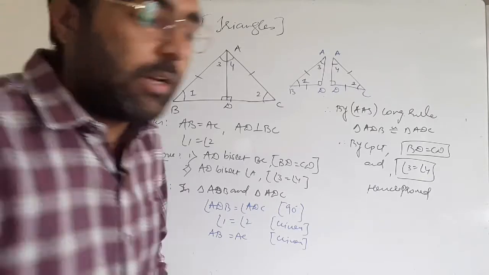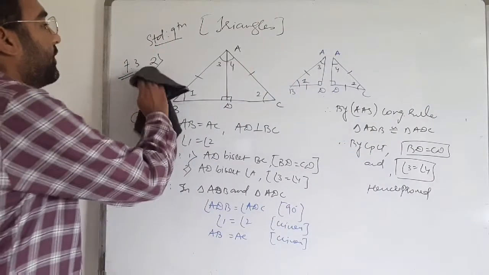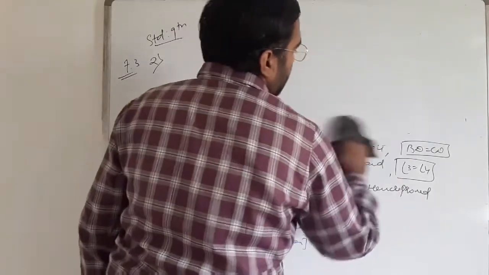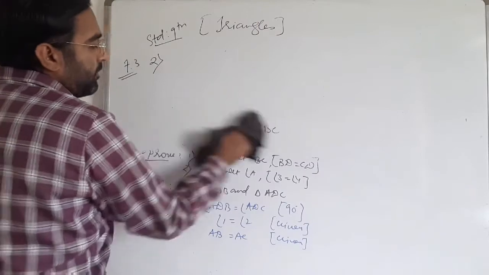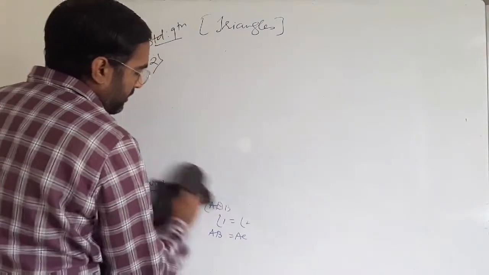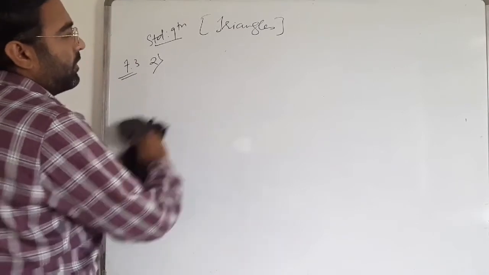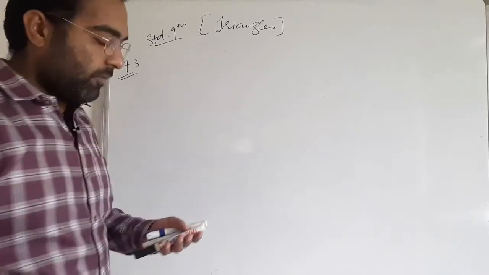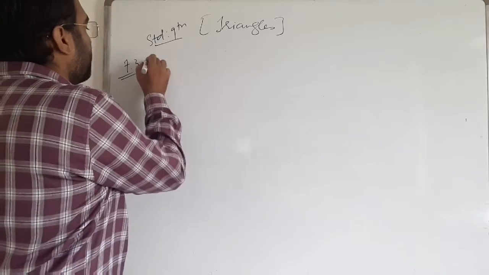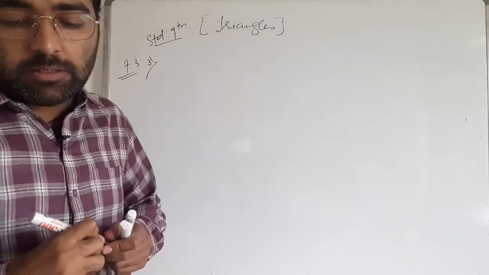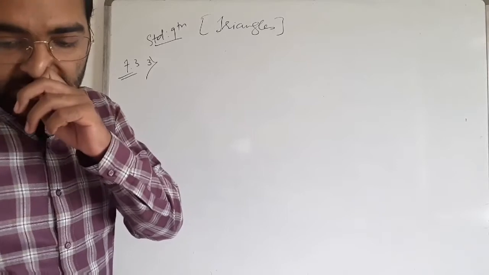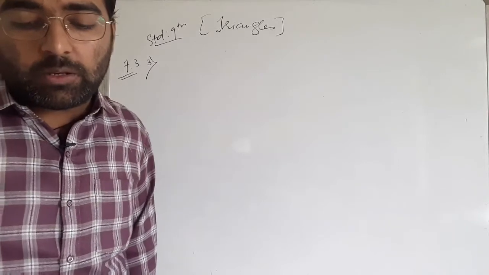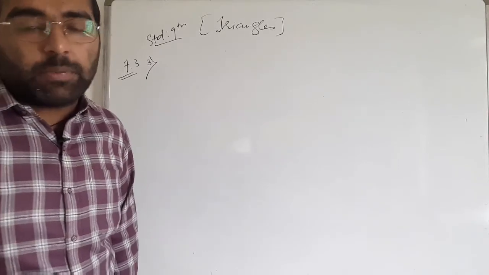Clear? Now we have to move to question number 3. For question number 3: two sides AB and BC and median AM of triangle ABC are respectively equal to the sides PQ and QR and median PN of triangle PQR.